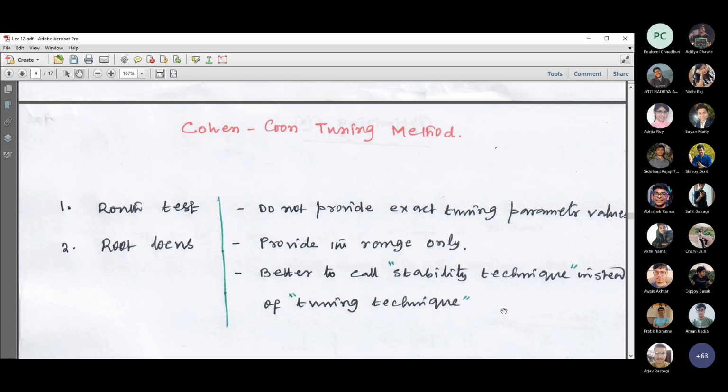Fine. Routh and locus, they do not provide exact tuning parameter values. They provide only the range within which the closed loop process is stable. So that's why it is better to call them a stability technique instead of a tuning method.